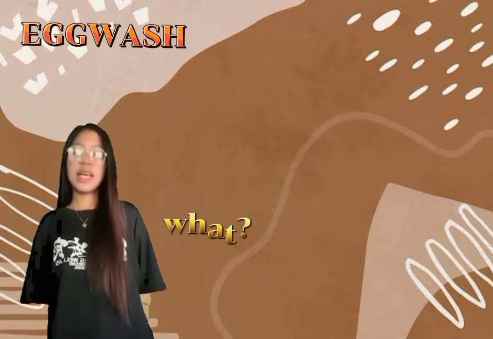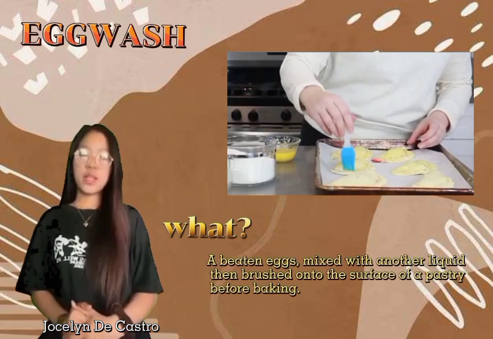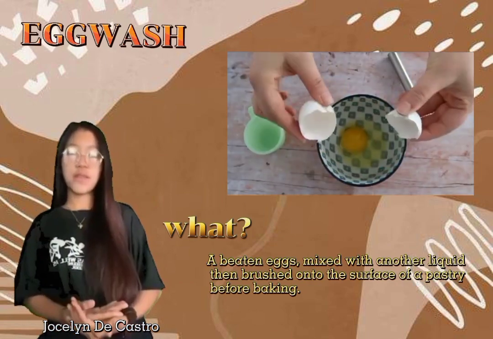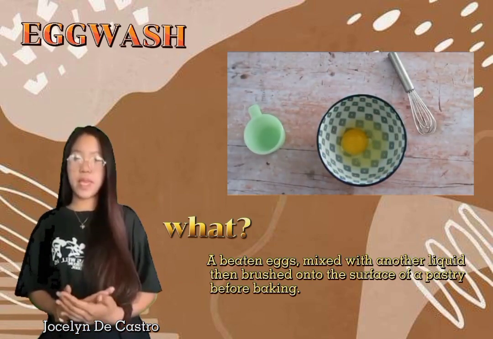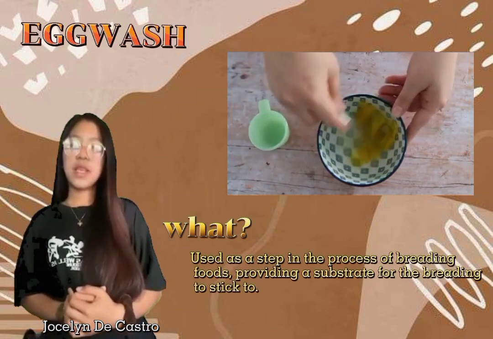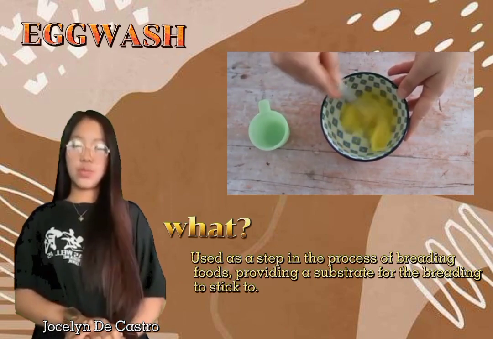Egg wash. An egg wash is beaten egg, sometimes mixed with another liquid such as water or milk, which is brushed onto the surface of a pastry before baking. Egg washes are also used as a step in the process of breading foods, providing a substrate for the breading to stick to.